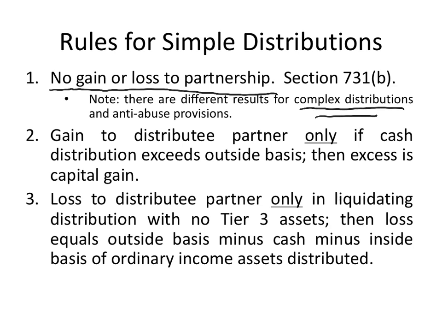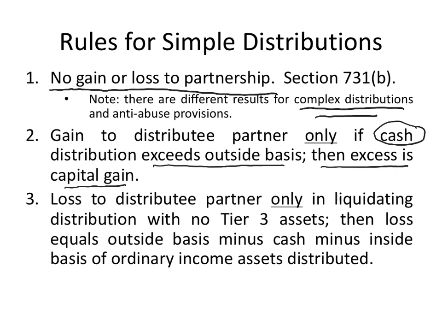The second rule is that the only time that the partner can have gain is if there's a cash distribution that exceeds the outside basis. Then the excess will be capital gain.